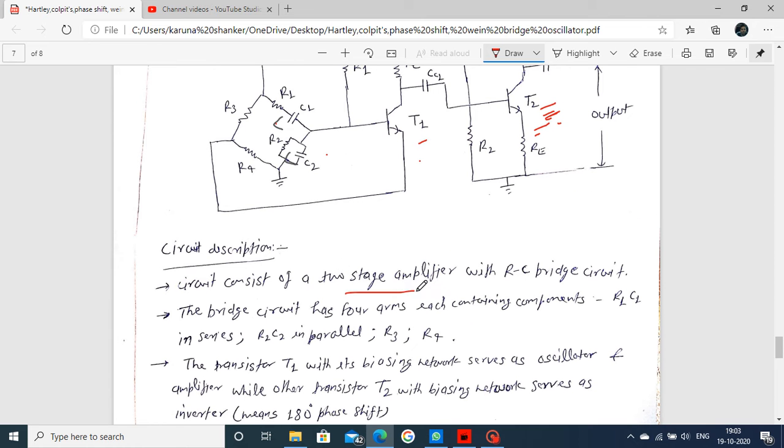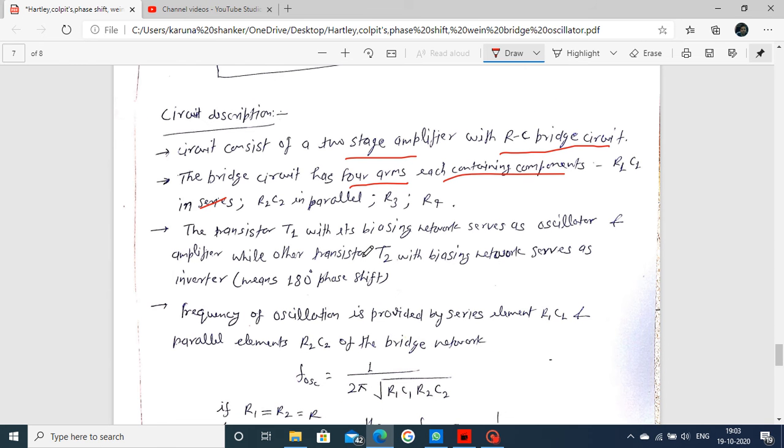This is the two-stage amplifier. This is T1 and T2 with the RC bridge circuit. This is the bridge circuit. The bridge circuit has four arms. It is also written that each contains components R1 and C1 in series, R2 and C2 in parallel, and R3 and R4 as the other arms. The transistor T1, with its biasing components, serves as an oscillator and amplifier, while the other transistor T2, with its biasing network, serves as an inverter.